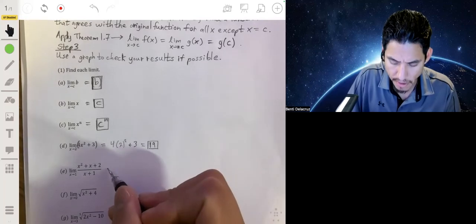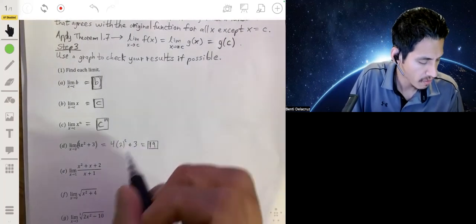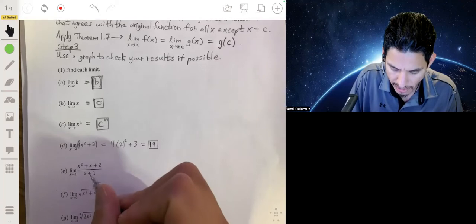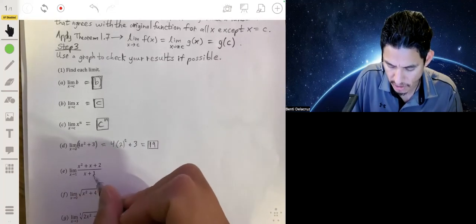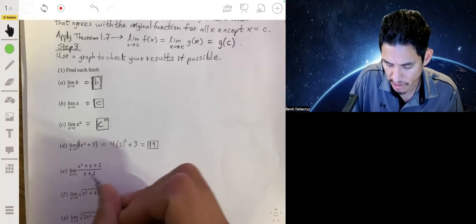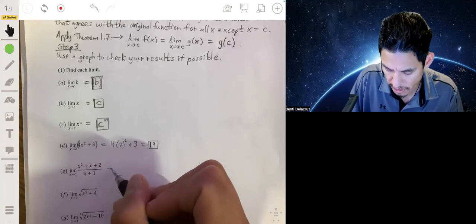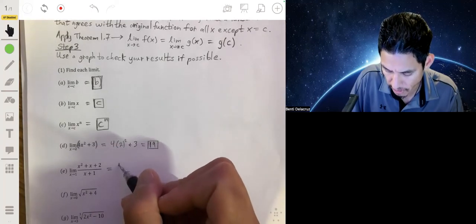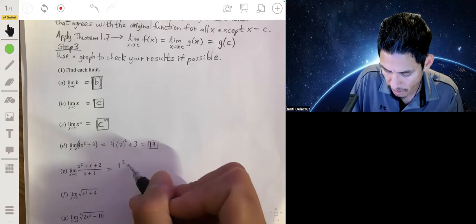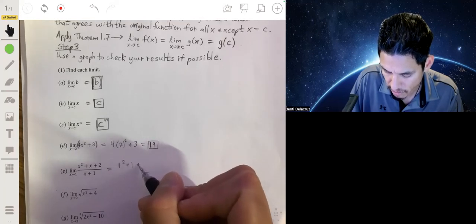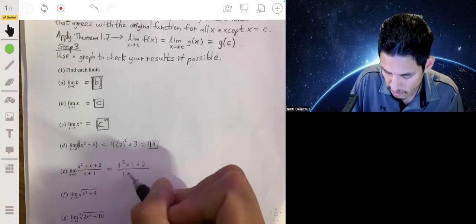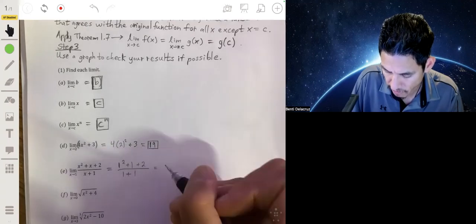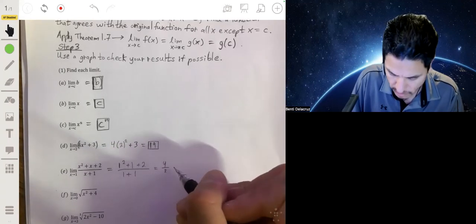All right, E, here's an example of a rational function. And we have the limit as x approaches 1. So if we plug in 1, we won't get 0 for the denominator. So we can simply just evaluate it by plugging in 1 into the top and bottom. So we have 1 squared plus 1 plus 2 over 1 plus 1. And so we'll get 4 over 2, and we'll get 2.